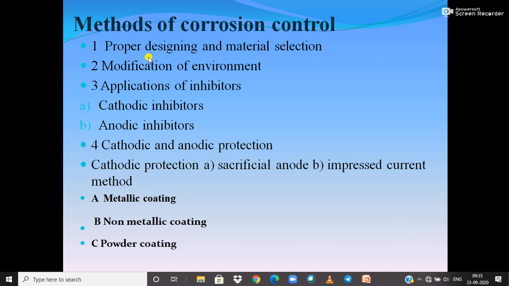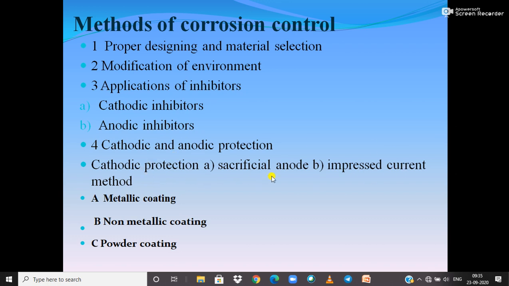Corrosion can be controlled with proper designing and material selection. It can be done by modification of the environment. It can be done by the application of inhibitors like cathodic and anodic inhibitors, and it can be done by cathodic and anodic protection. This part, cathodic and anodic protection, is in the syllabus of SVP University.